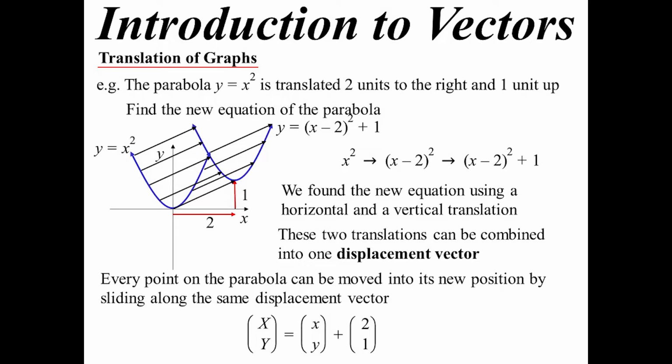So if I was to use parametrics, instead of using little x and little y, I could call the parabola's x value t, then the y value would be t squared, because it was y equals x squared. And so I add 2, 1, and I get t plus 2 for the x value, t squared plus 1 for the y value. So I now have the parametrics for the new parabola, and I can work that out by eliminating the parameter.